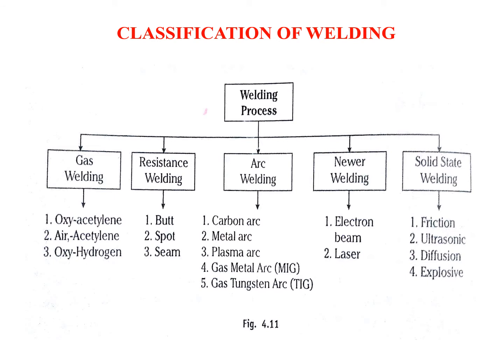And then come the newer welding methods. In that we have two types. The first one is electron beam welding, and the second is laser beam welding, wherein we use laser to generate heat. And then the last one is solid state welding. In this we have different types. First is friction welding, second is ultrasonic welding, third is diffusion welding, and the fourth is explosive welding.